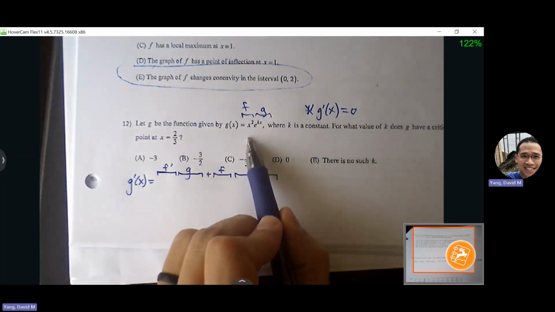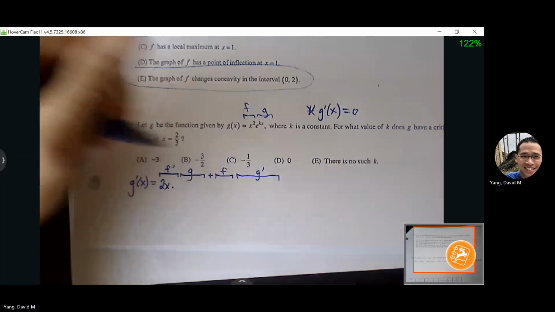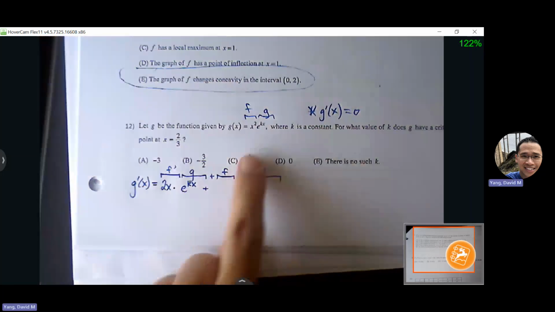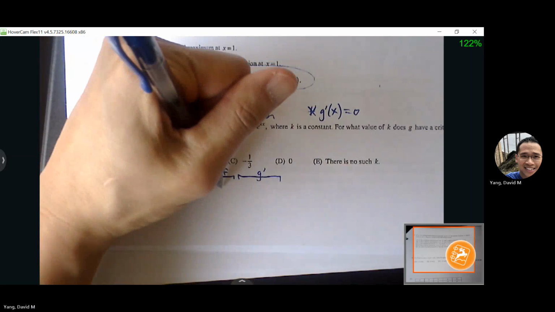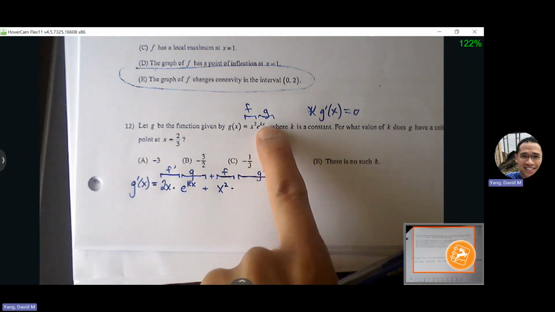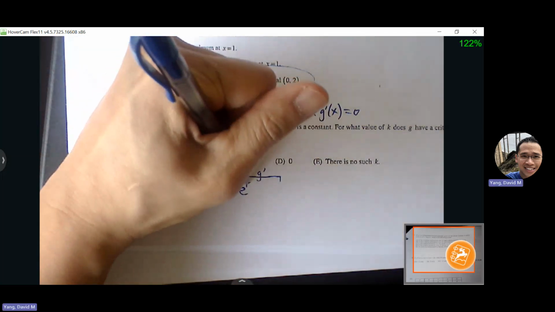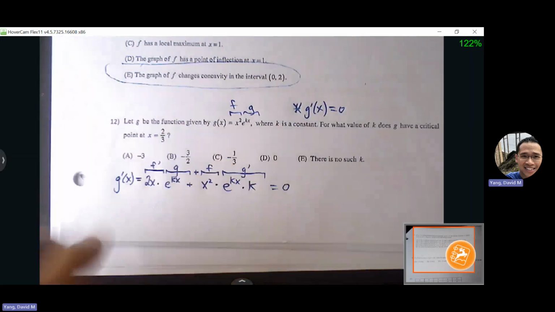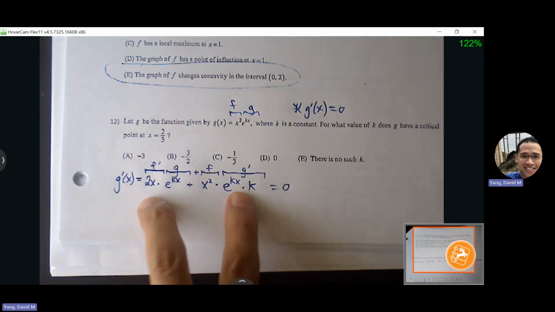Okay, f prime. It's f prime. Nice. G function, no changes. Back to f. Squared. Okay. What's the derivative of e to the kx? Yeah, e to the u times u prime, right? That's the derivative for e to the u. So e to the kx times k. Set g prime equal to 0. Replace every x with 2/3, and then it becomes just an algebraic equation that we can just solve for k.